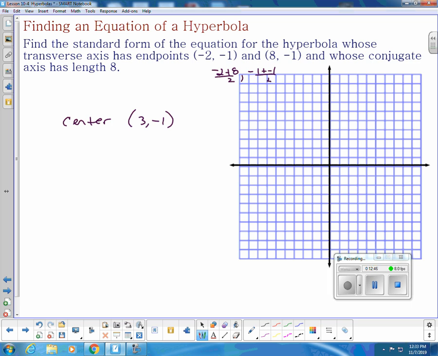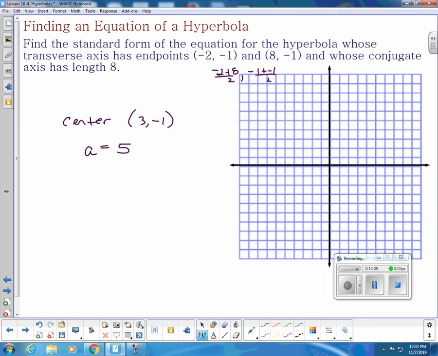They told me those were the endpoints of the transverse axis. So those are the vertices. So what letter goes with the transverse axis? A, B, or C? A. So how big is A? From the center to one of those endpoints would be 5 units. The total axis is 10.